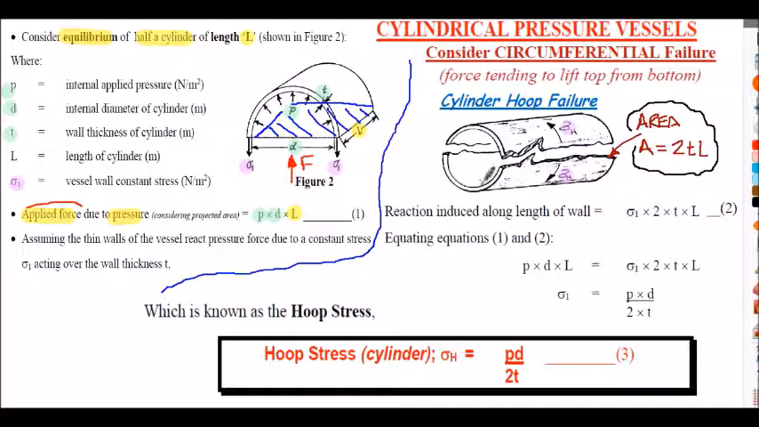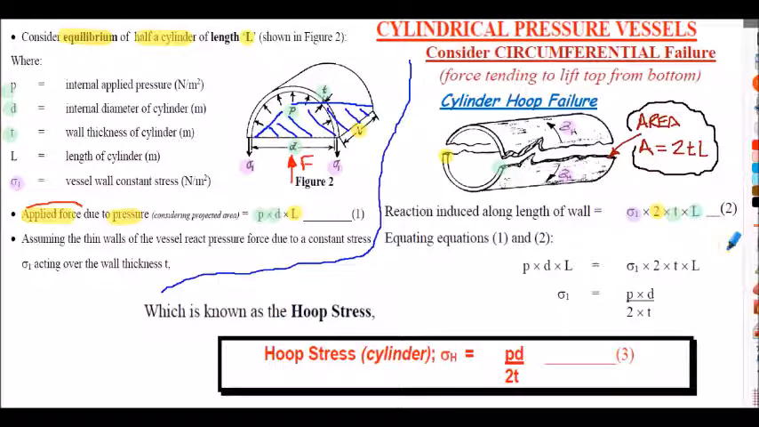So if we multiply the hoop stress, I call it stress 1 here, by the area of the cylinder wall, the area of the cylinder wall would simply be the thickness of the wall, that little thickness there, times the length of the vessel wall, times 2, because of course we have 2 sides, we have a side over here as well. That would be the reacting force.